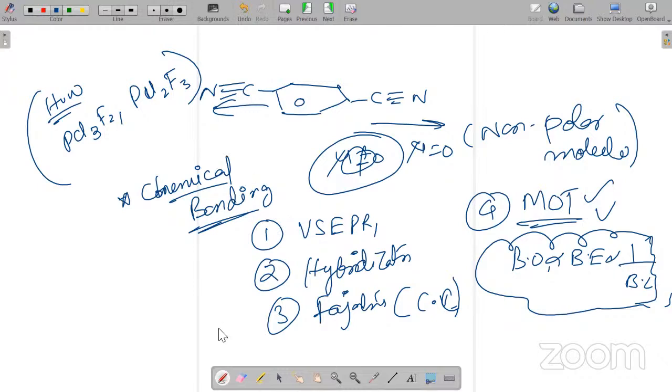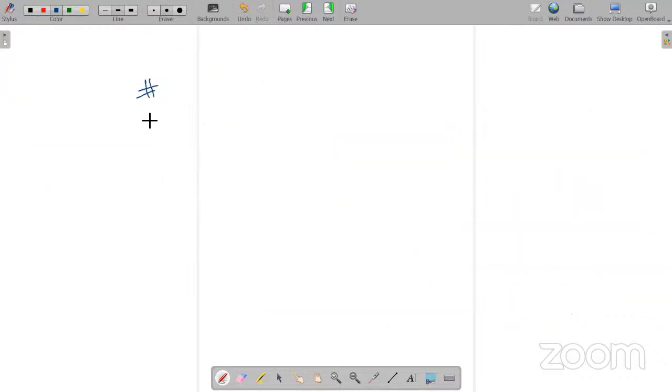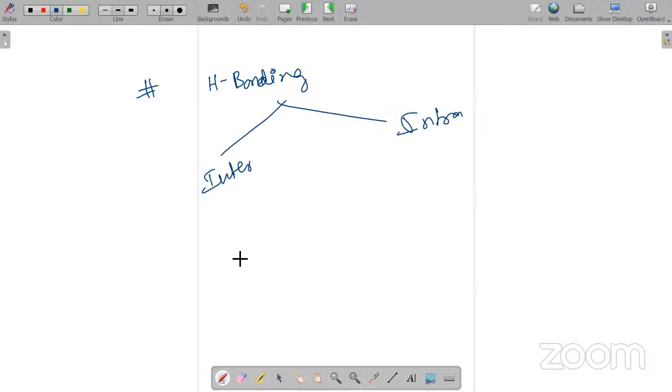Again I'm taking some other notes. A very important thing is dipole moment, and clarification is really important. For that you need to understand repulsions. Next is hydrogen bonding. What are the types of hydrogen bonding? You know there are 2 types, one is inter and another is intra. So what is inter and what is intra?